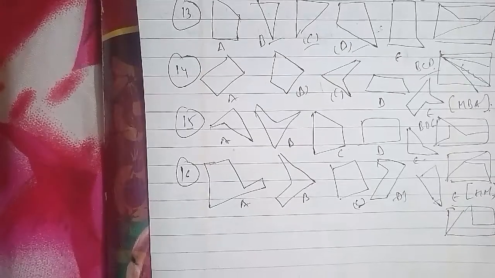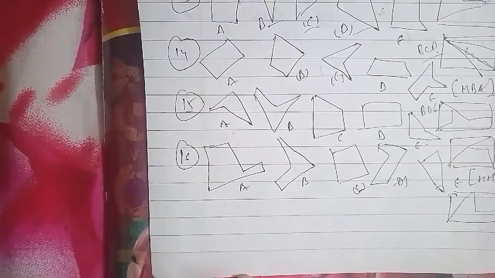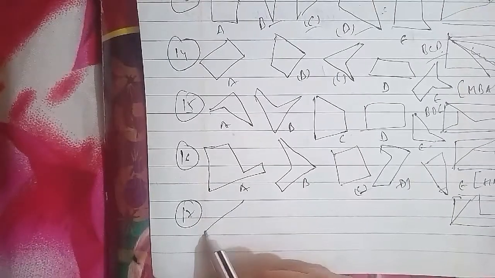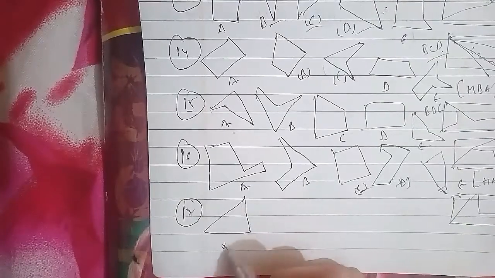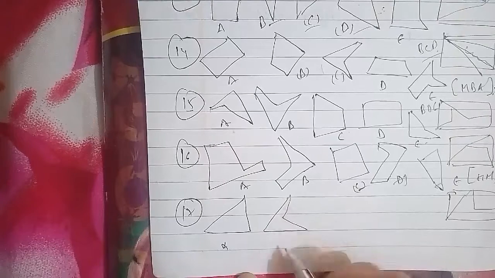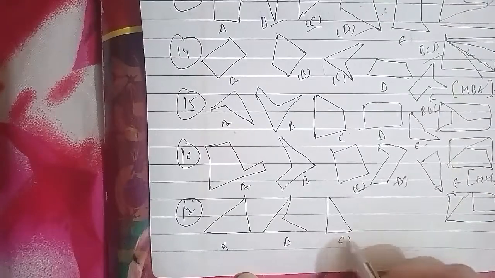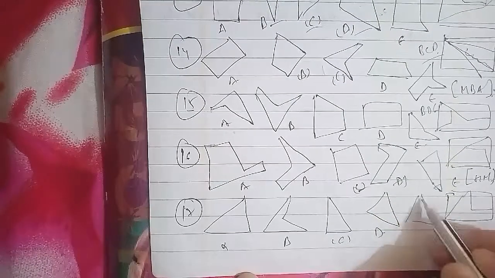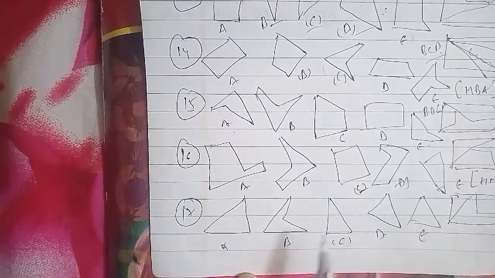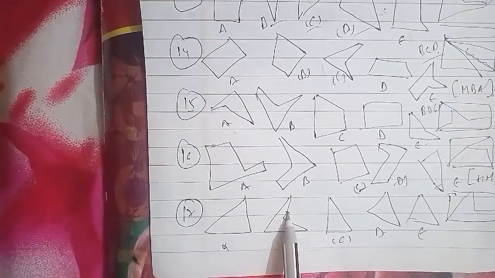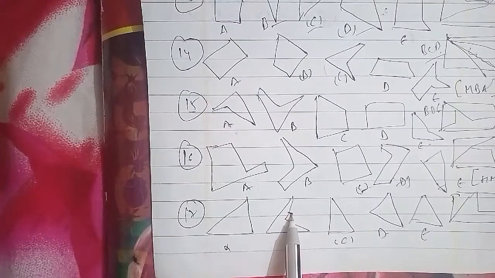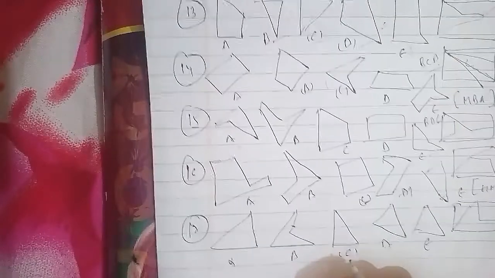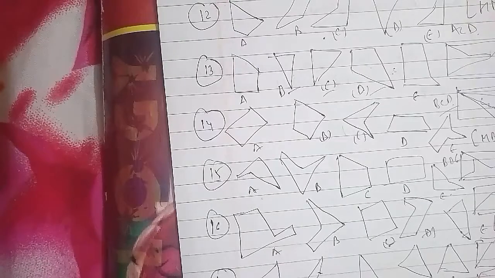Now we'll go ahead with the next question, the last question of the session, which is the 17th question. We have answer figures A, B, C, D, E. The options are ACD, ADE, ABE, and ABD, and we have to answer it. The figure we have is figure A.